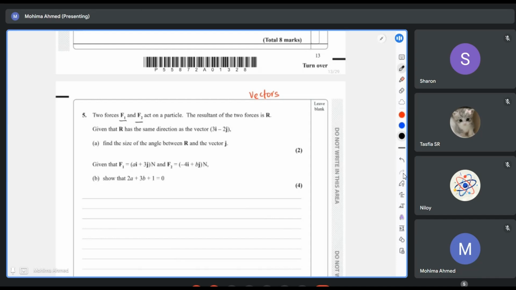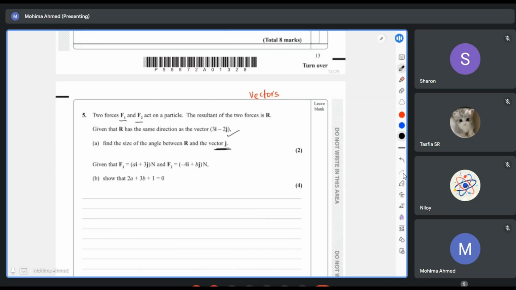And again, it was stated that R is in the same direction as this vector. Now remember that R is not equal to this vector, it is parallel to this vector. Okay, so we need to find the size of the angle between R and the vector j. Vector j mainly means that you have to find the angle of inclination between this vector R and the y-axis. Now remember, they're not equal, but they are parallel.